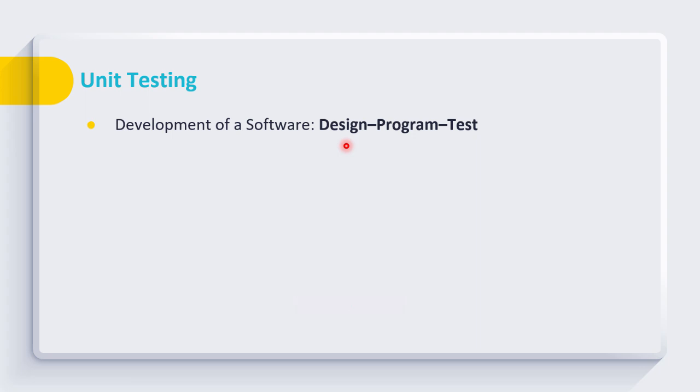Unit testing is one of the very important steps in the development of software. The software development process involves designing, programming and testing. And here in this session we are going to discuss the testing part. To test the software, we use a process named unit testing.